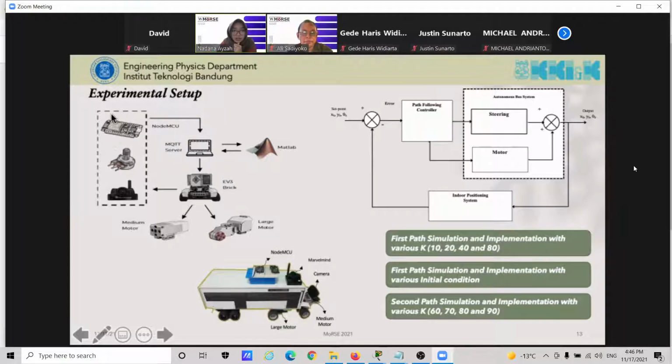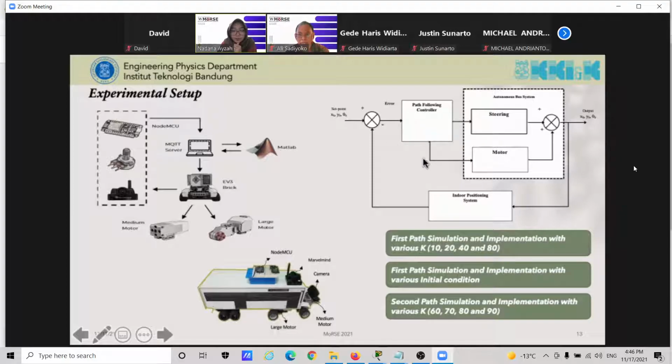So this is the experimental setup. All the sensor data, with the MCU on top of the miniature bus, is sent to the computer using the MQTT protocol. On the computer, we use MATLAB to build the algorithm, and we send the input control law back to the miniature bus, also via MQTT. And then we move next to the right side here.